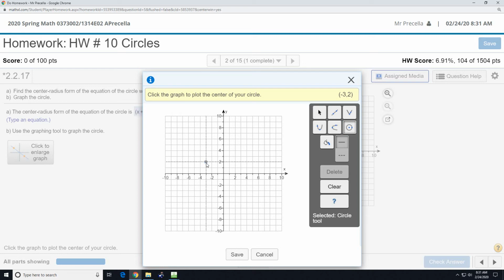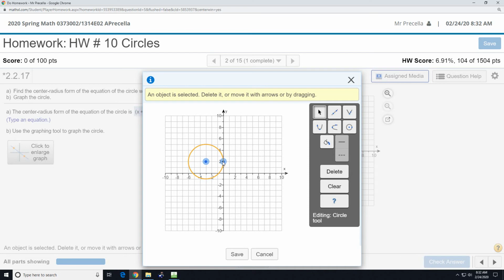I know I'm at -3, 2 because the upper right hand corner of the yellow rectangle says -3, 2. So I'll click there. And now just move over 3 units, whatever the radius is. You can move up 3, right 3, down 3, or left 3. You're going to get the same circle no matter how you do it. I think I just moved right 3. I'll just stop right there.